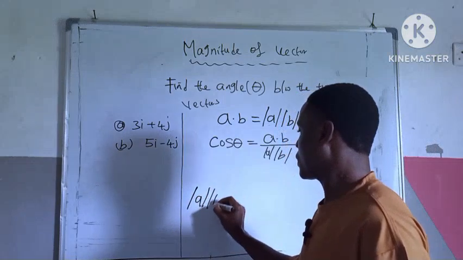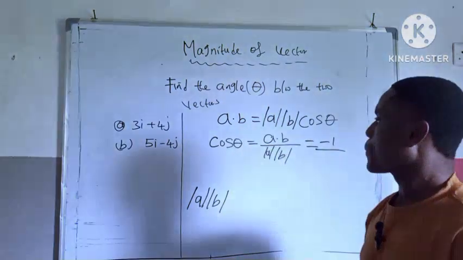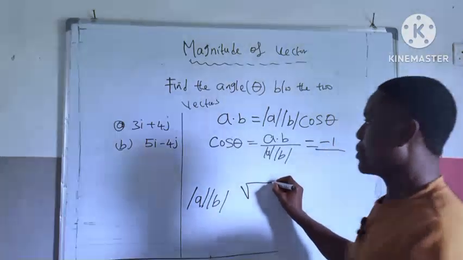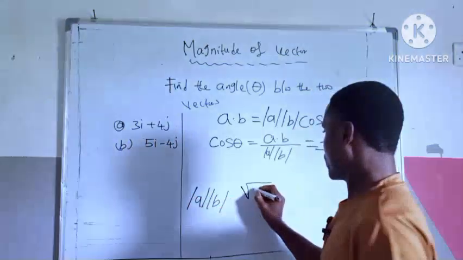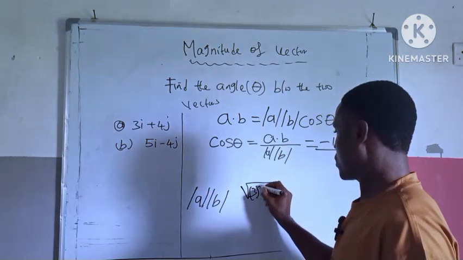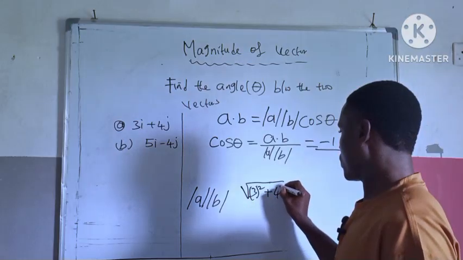Let's find the magnitude. You know how to calculate for magnitude, right? So we draw our square root sign. The first one, that is 3, right? 3 squared plus 4 squared.